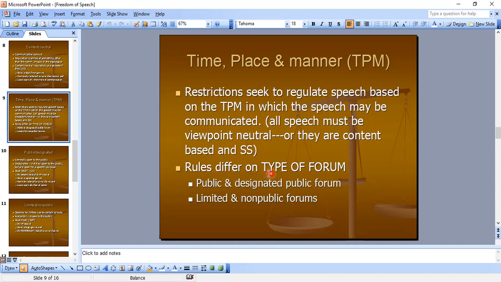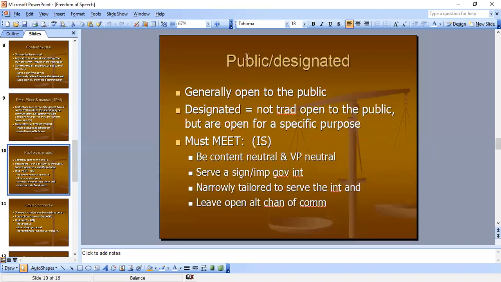So the rules differ on the type of forum that's in the essay question, or the type of forum that's in the MBE, for TPM. So there are public and designated public forums, and there are limited and non-public forums. You need to know which type of forum you're in. Now, public or designated: public forums are generally open to the public.